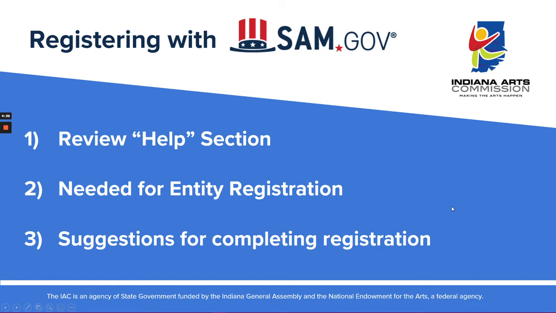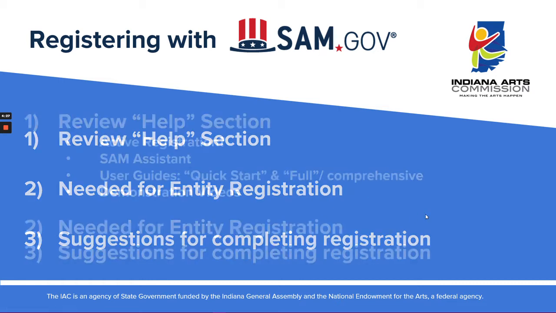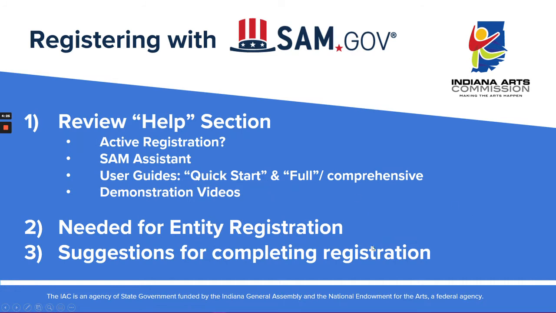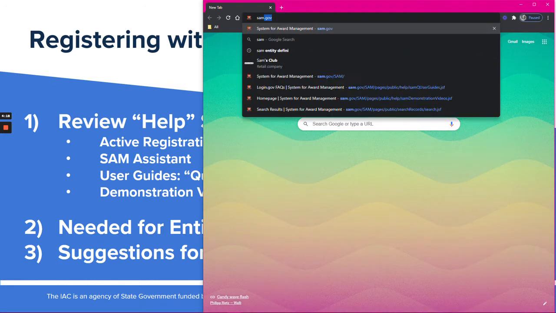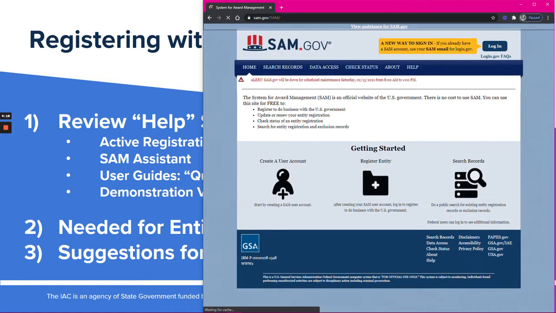I'm going to take a look at the help section at SAM.gov, the things that are needed for your entity registration, and some suggestions for completing it. So as far as the help section goes, you'll notice I have asked active registration. So I'm going to visit SAM.gov in a new internet browser.